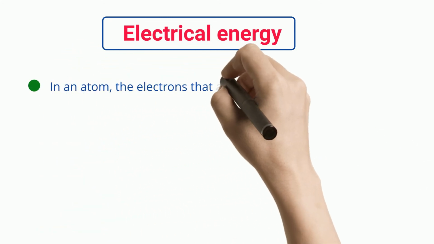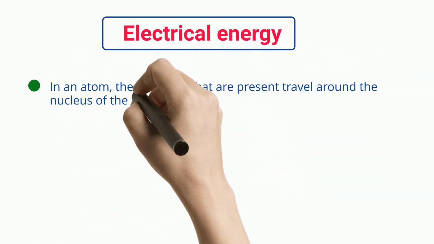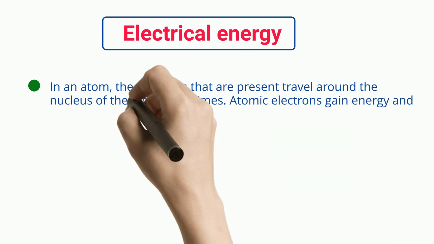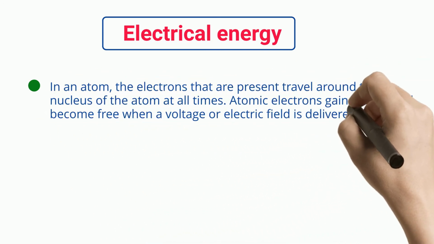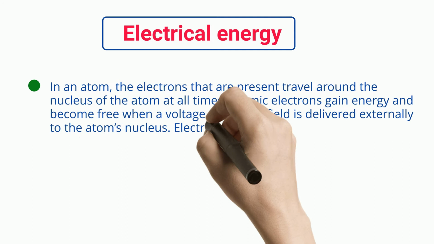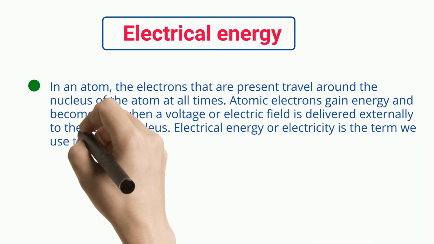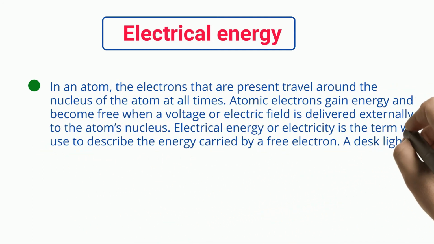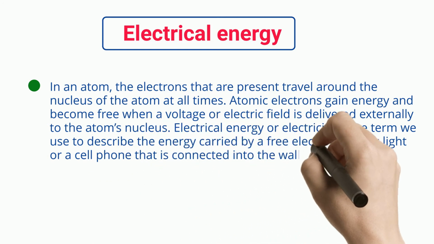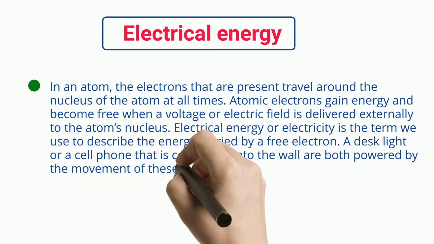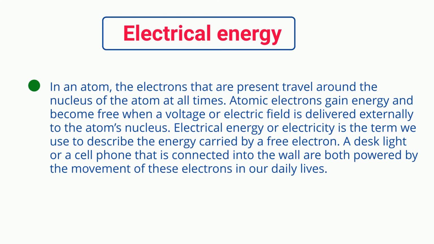In an atom, the electrons that are present travel around the nucleus of the atom at all times. Atomic electrons gain energy and become free when a voltage or electric field is delivered externally to the atom's nucleus. Electrical energy or electricity is the term we use to describe the energy carried by a free electron. A desk light or a cell phone that is plugged into the wall are both powered by the movement of these electrons in our daily lives.